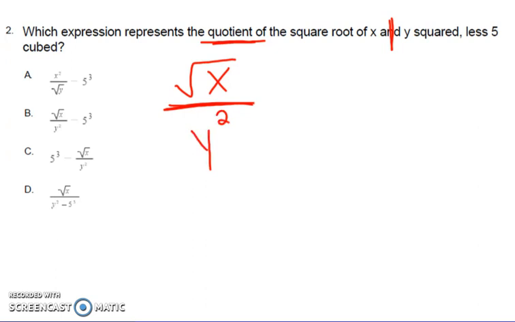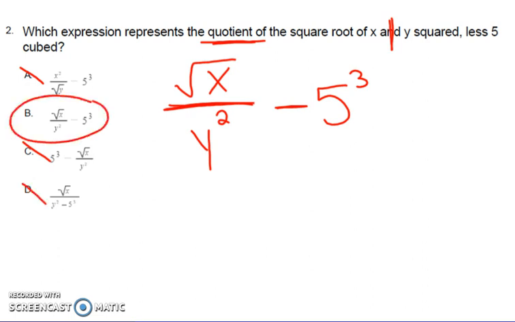Now, that comma means we're getting out of the quotient, less 5 cubed. The big thing here, it does not have the word than, so we're not switching the order. Less just means to subtract, and 5 cubed. If it does not have than, you do not need to switch the order. So now if I look at my answer choices, A doesn't work because that's x squared on top. B is the square root of x over y squared minus 5. That one looks good. C starts with 5 cubed. That can't work. And D, we have y squared minus 5 cubed in our denominator, so that doesn't work. B is our correct answer.